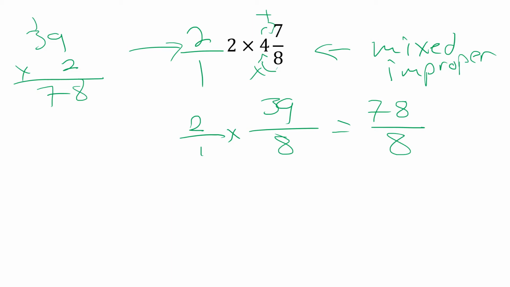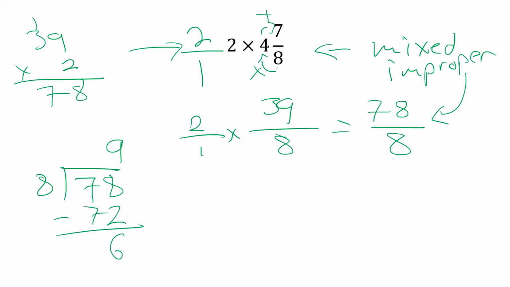But then again, what kind of answer did we get? What kind of fraction? Our fraction is improper. We need to turn it into a mixed number before we enter it in Blackboard so we can get full credit. So how do we go from an improper fraction to a mixed number? We divide. 8 on the outside, 78 on the inside. How many times will 8 go into 78? It goes in 9 times. 9 times 8 is 72. Subtract and get 6.